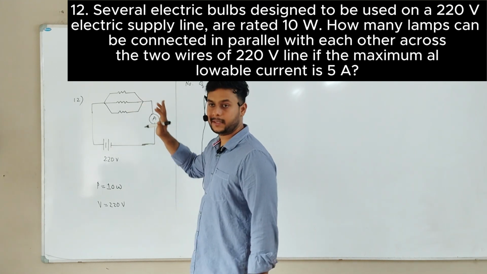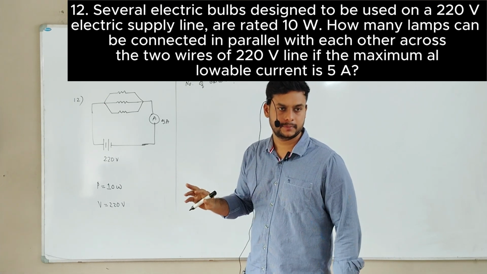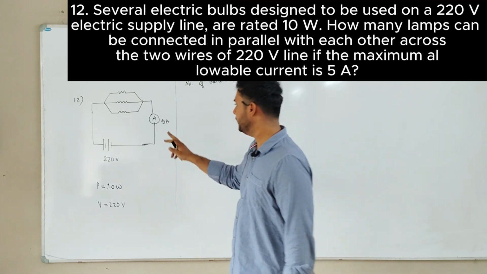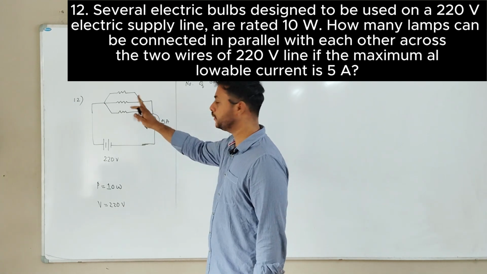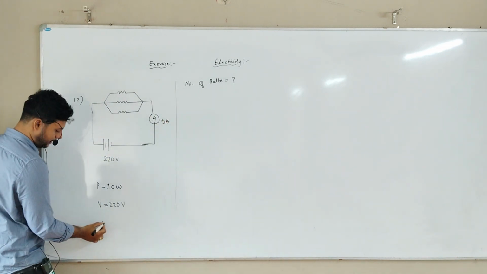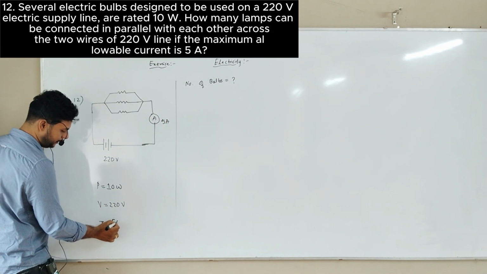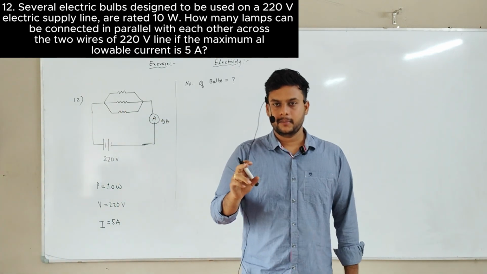I should check how many bulbs can work within 5 ampere. I am just giving a current of 5 ampere, and in that 5 ampere every bulb should work. So the current I is equal to 5 ampere. Any doubts? So I should calculate the number of bulbs here.